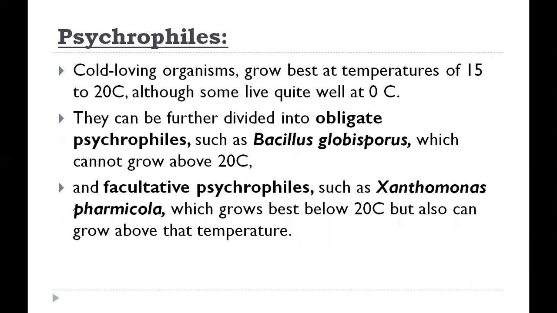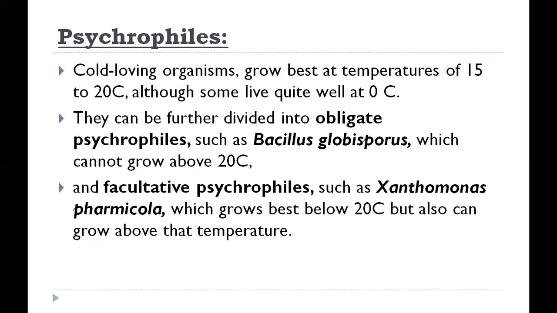So let's understand the first category, psychrophiles. What are psychrophiles? Psychrophiles are cold loving organisms, growing best at temperatures of 15 to 20 degrees Celsius. So these are the organisms which grow best at very low temperature. Few psychrophiles have also been found to grow well at 0 degrees Celsius. There are organisms surviving and growing in polar regions below the icy surface in the sea. Those organisms are known as psychrophiles.